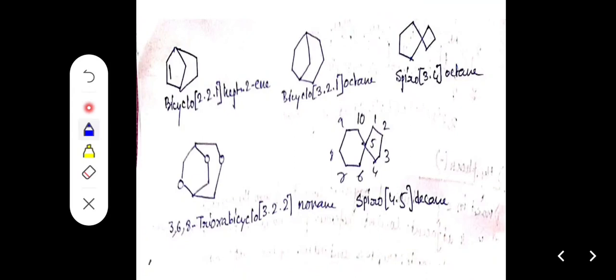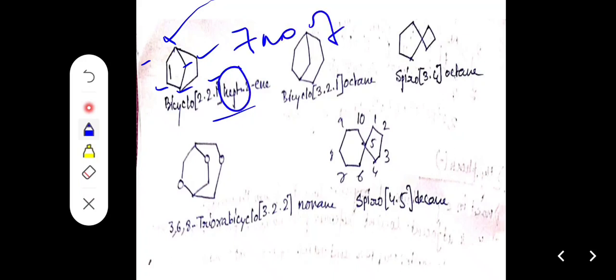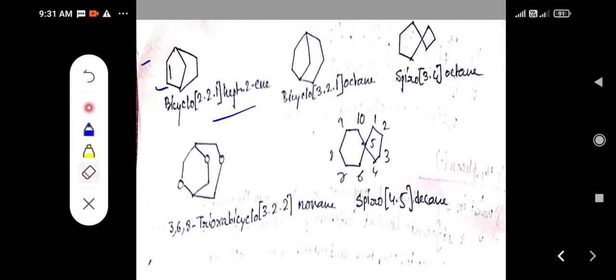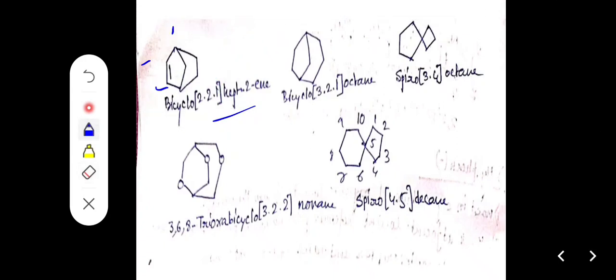So the first example is bicyclo[2,2,1]hept-2-ene. First we consider hept: counting the carbon atoms 1, 2, 3, 4, 5, 6 and 7, we get hept because 7 carbon atoms are present. Then 2-ene, because if we consider position 1, then there is 2, and position 2 bears the double bond. By this analogy we get hept-2-ene.